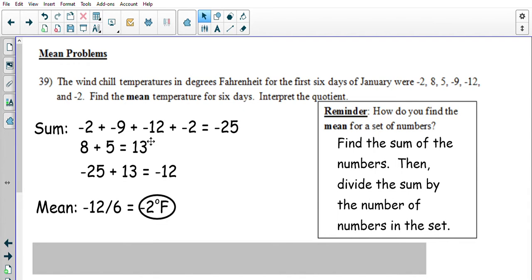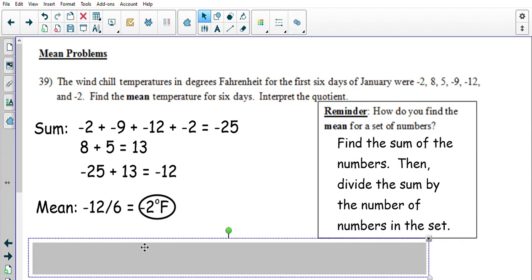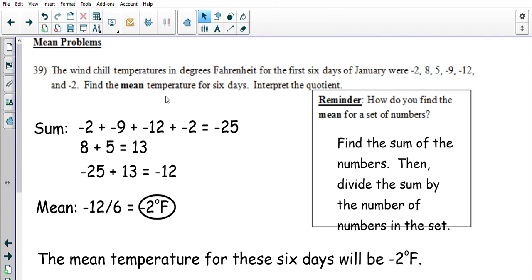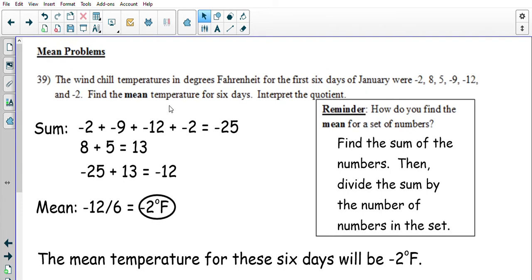So what you notice here is we're combining both adding integers, positives and negatives, and multiplying and dividing, depending, but in this case, division of positives and negatives. So we're combining multiple skills together. So we get negative 2 degrees Fahrenheit. To interpret this, what we can say is that the mean temperature for 6 days will be negative 2 degrees Fahrenheit. Basically, again, take your question or what you're asked to do and rewrite it in the form of a sentence with your solution in there.